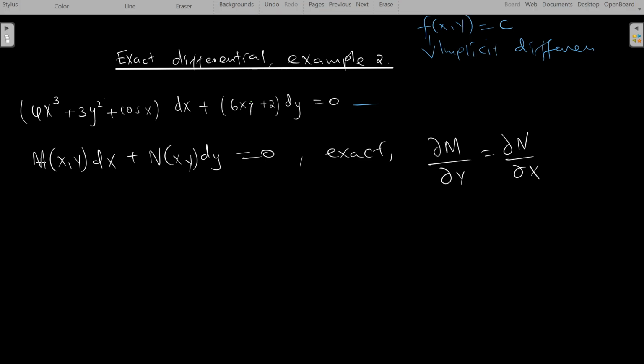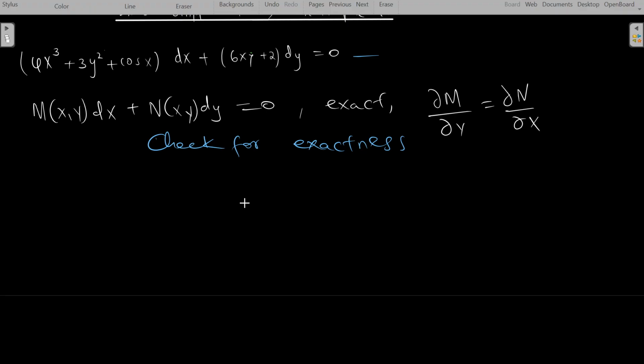We are saying if we have M of x y dx plus N of x y dy equals 0, it's exact if the derivative of M with respect to y equals the derivative of N with respect to x. This is Clairaut's theorem for mixed partial derivatives. Our first step is to check for exactness. How will we check for exactness? Let's take the partial of M with respect to y and the partial of N with respect to x.